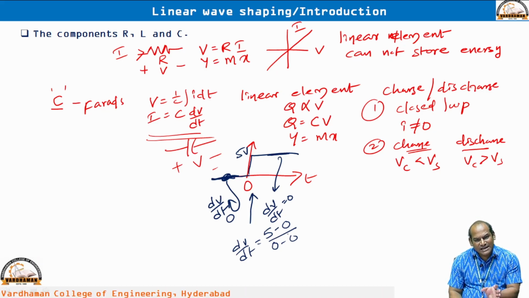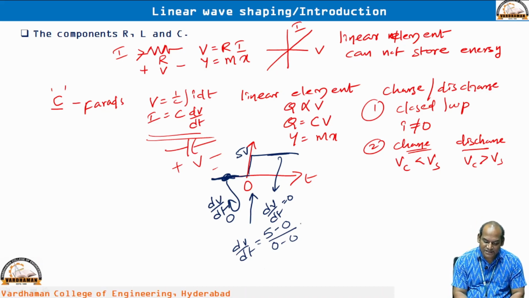Within 0 amount of time, the voltage has been increased suddenly from 0 volts to 5 volts. So there is a change in the voltage, that is 5 minus 0, but there is no change in time, that is 0 minus 0. That's why dV by dt is equal to 5 by 0, that is infinity. If dV by dt is infinity, what is I? I is equal to C into dV by dt, so you are going to get infinity.